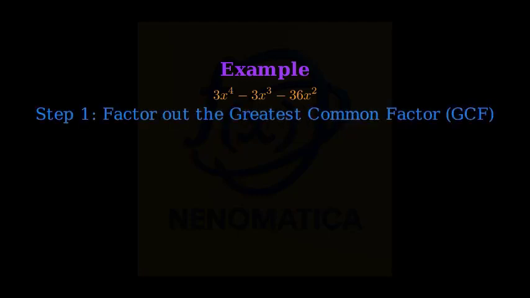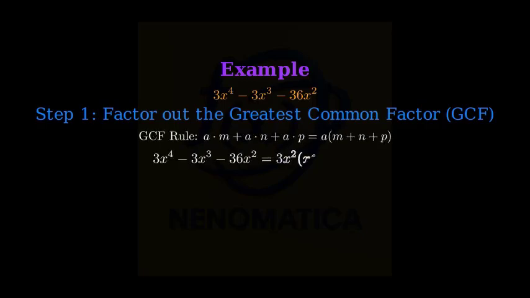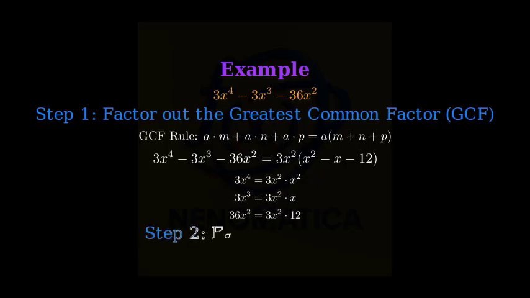We need to factor the expression 3x to the fourth power minus 3x cubed minus 36x squared. The first step when factoring polynomials is to look for a common factor that appears in all terms. In this case, we can see that 3x squared is a factor of each term in our expression. Let's factor it out. Now we have 3x squared times the trinomial x squared minus x minus 12.